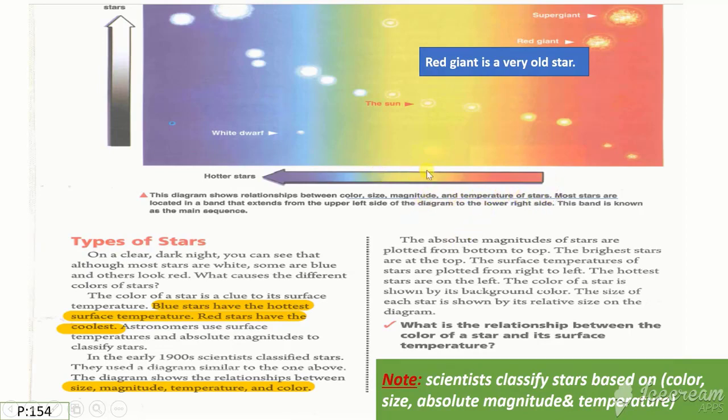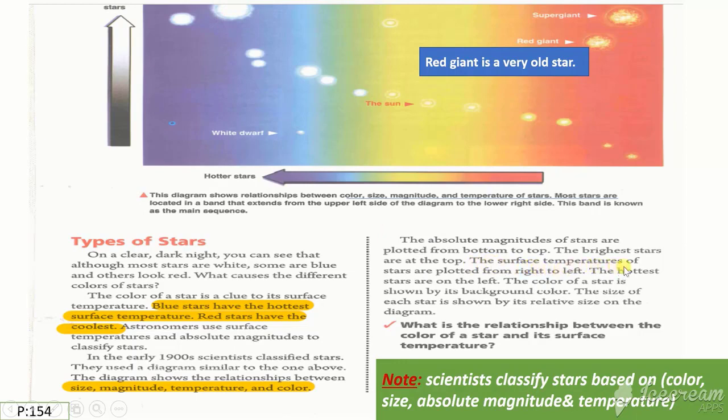The absolute magnitudes of stars are plotted from bottom to top. If you go higher, the stars will be brighter. The brightest stars are at the top.